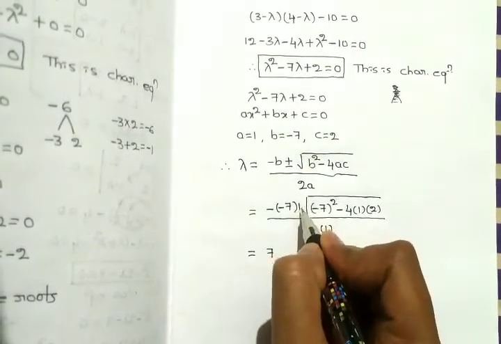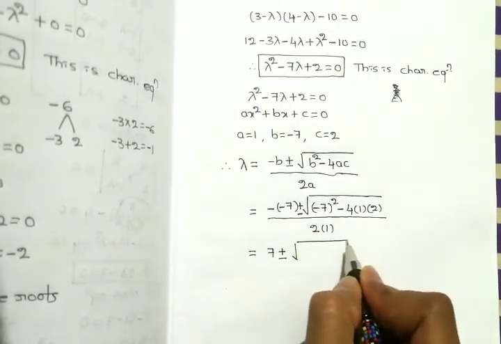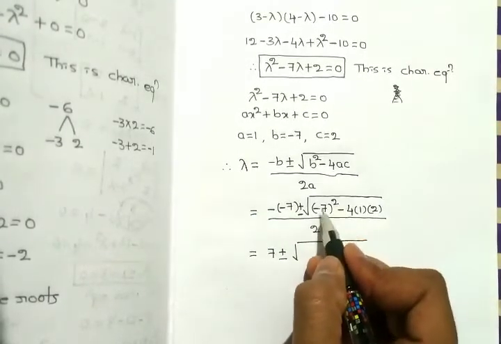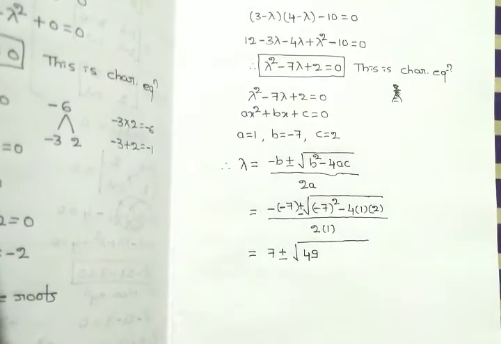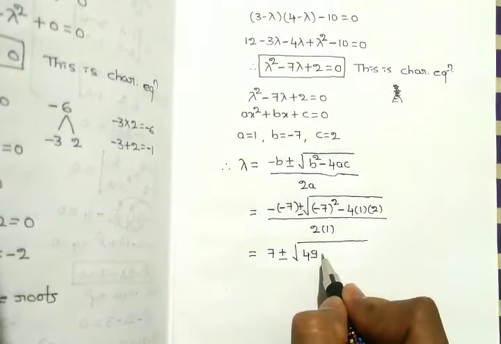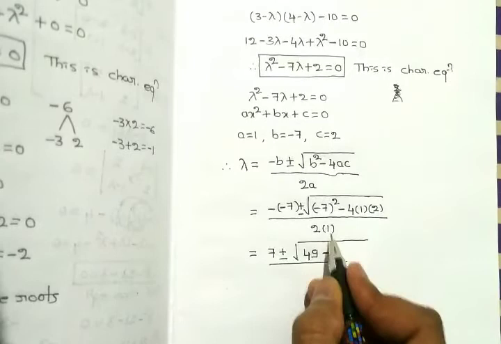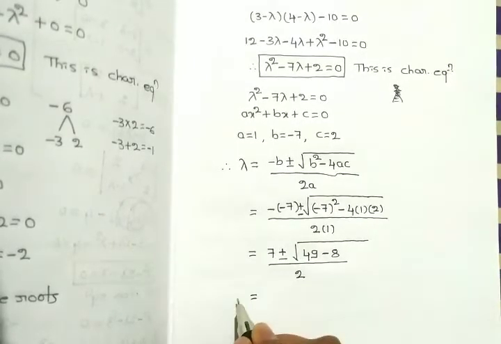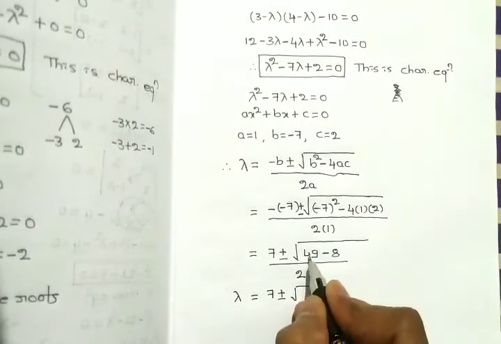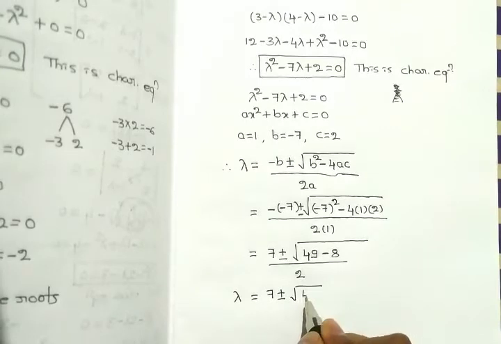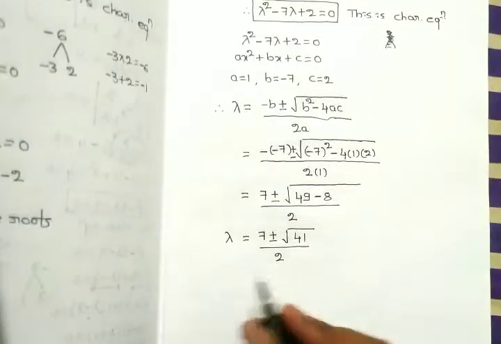Here I forgot to write plus or minus. So plus or minus square root of, see, the power is an even number, so minus becomes plus, 7 square is 49. 49 minus 4 into 2, which is 8, divided by 2 into 1, which is 2. Therefore, lambda is equal to 7 plus or minus square root of 49 minus 8, which is 41, divided by 2. Therefore, two values are here.